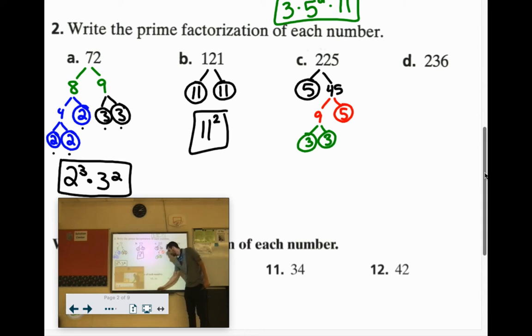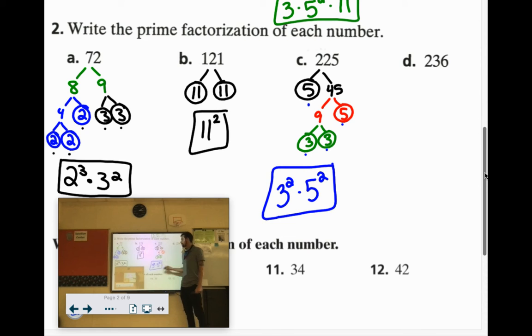So we have 3 to the second times 5 to the second. So there's 2 5s there as well. 3 squared is 9. 5 squared is 25. 9 times 25 comes out to 225. It works.